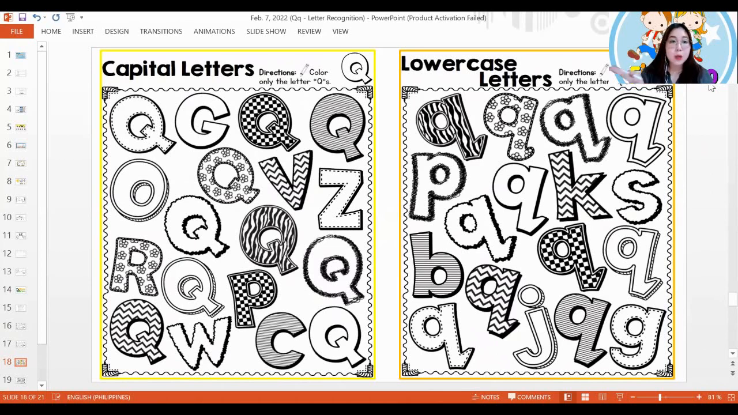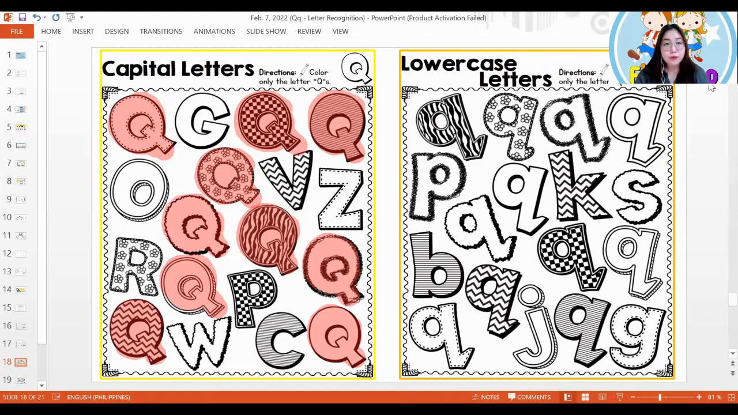You can use your dabber or your crayon. Just make sure that you will color inside the lines and also only the letter Q. So let's do it together. We have 1, 2, 3, 4, 5, 6, 7, 8, 9, 10. 10 capital letter Q's. Very good. Let's go to the other work.